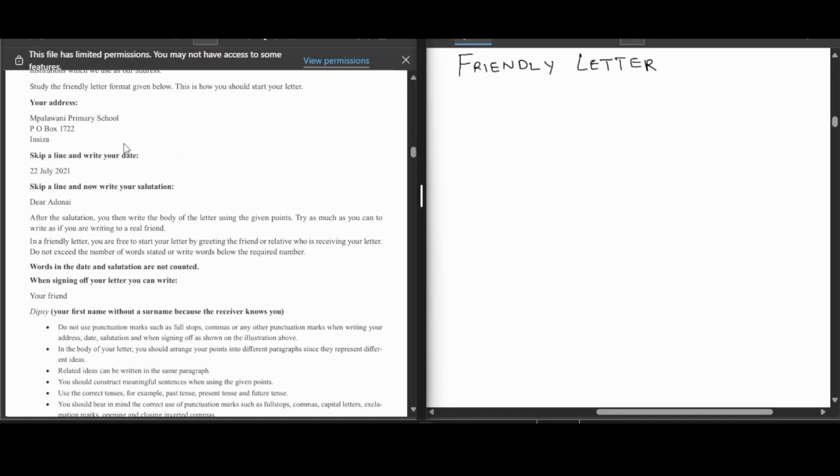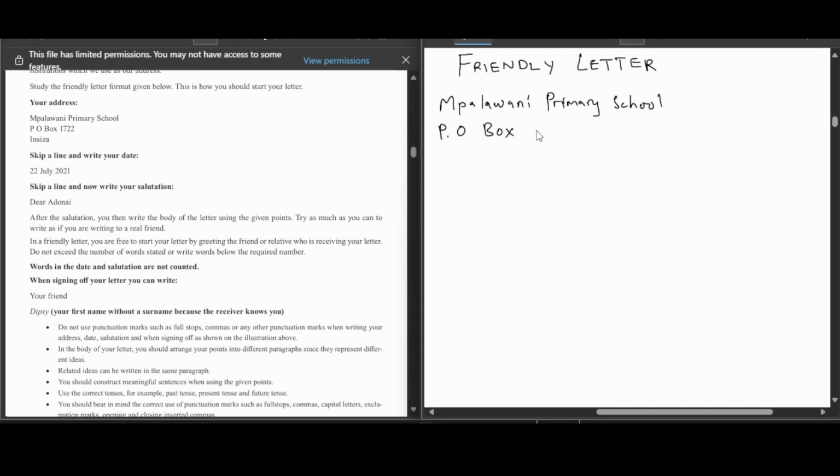And as you can see here, our own address is going to be Mpalawani Primary School, like this. It has a post office box, a PO box, which is 1722 in Caesar.